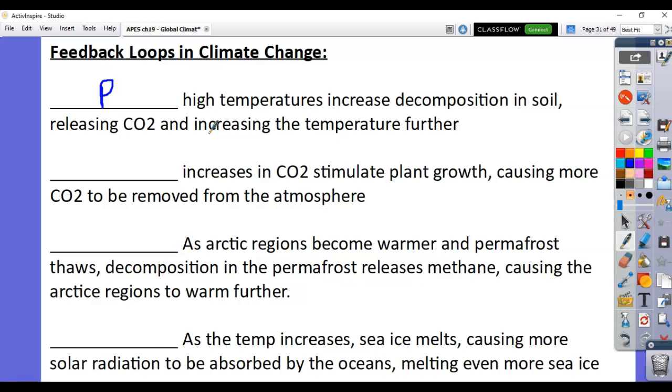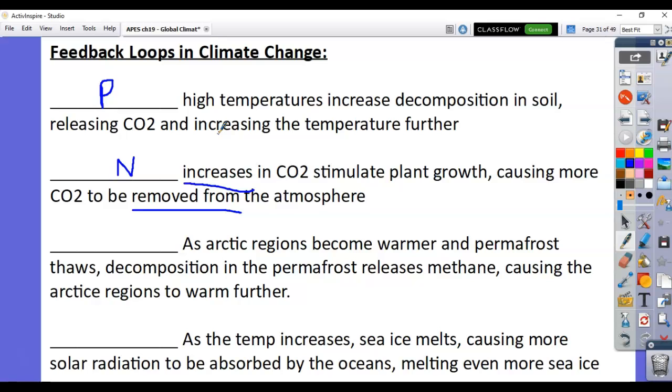Increases in carbon dioxide stimulate plant growth, causing more CO2 to be removed from the atmosphere. So in the beginning, what's happening to my CO2? It's increasing. In the end, what's happening? CO2 is being removed. Okay, so it's decreasing. So this would be negative. So not all of these feedback loops are going to be positive when we talk about climate change, but some of the more troubling ones are the positive ones.